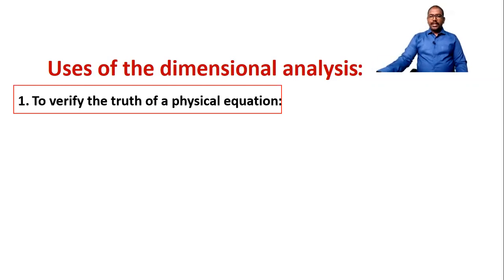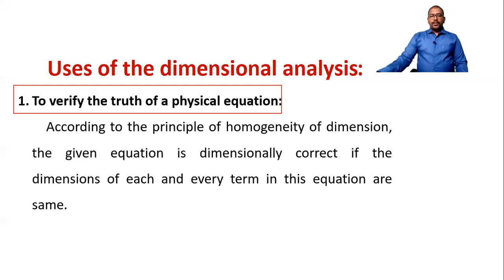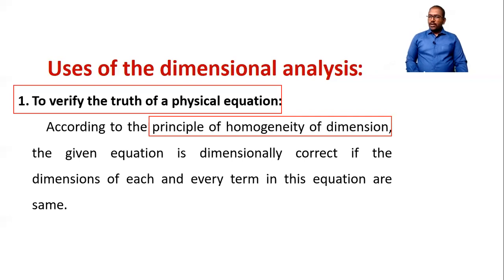Now, let's see some examples so the idea about this first use will be clear. Here we are using the principle of homogeneity of dimension. It means if the equation is x is equal to y, then x and y have the same dimension. This is called homogeneity of dimension.